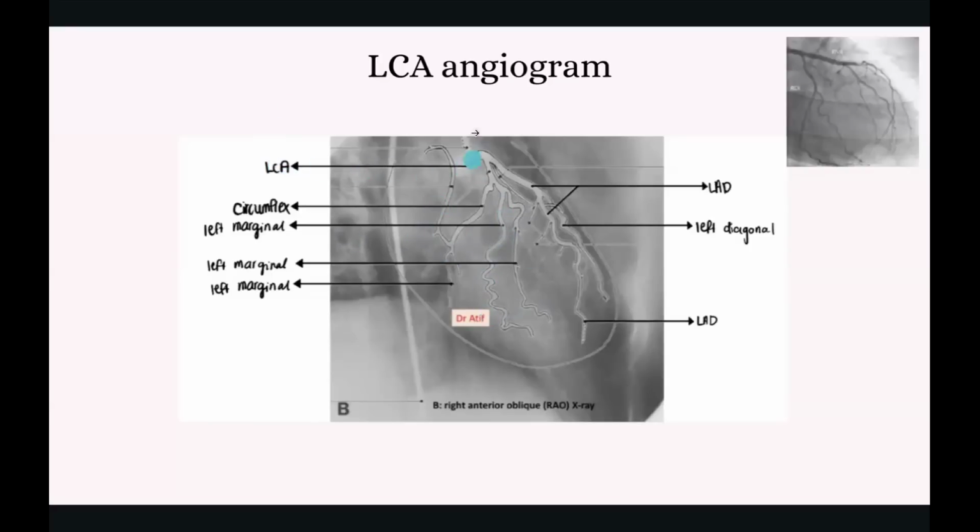And if they point the arrow here, this is the main left coronary artery. It still hasn't branched off into anything. And this here is just the catheter.